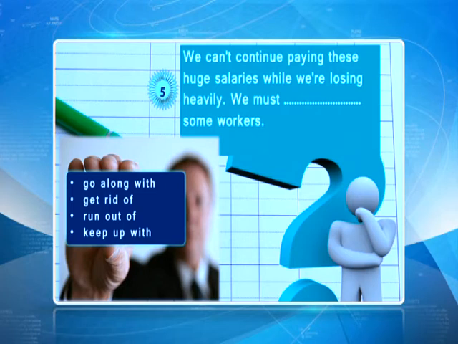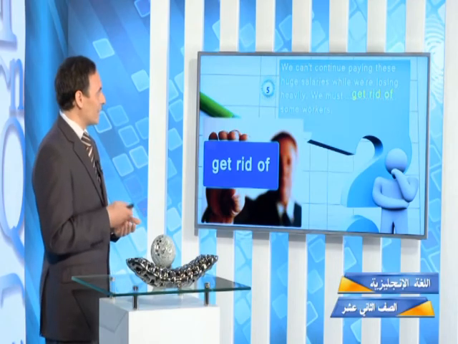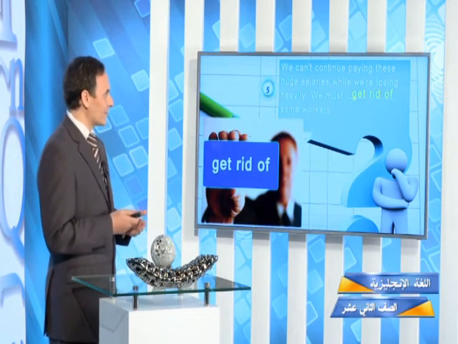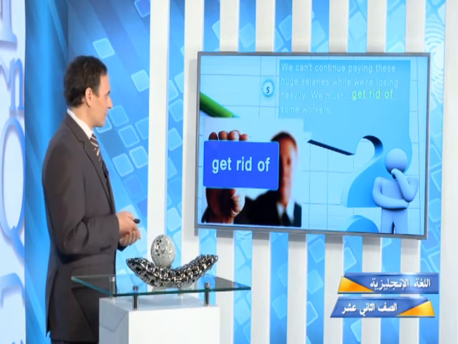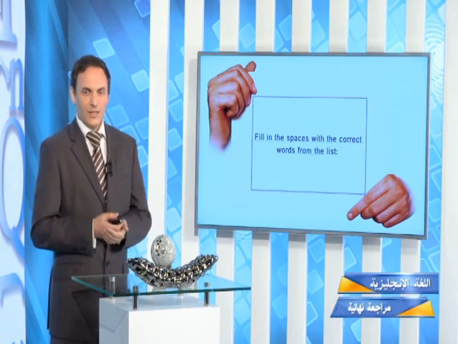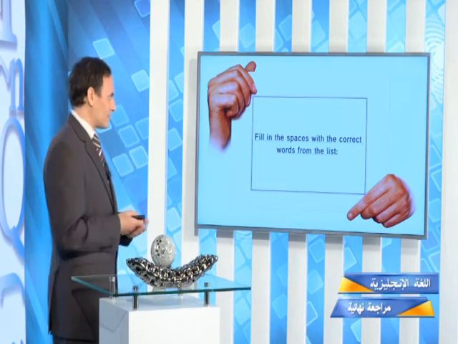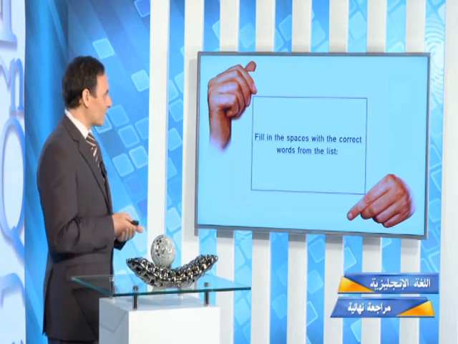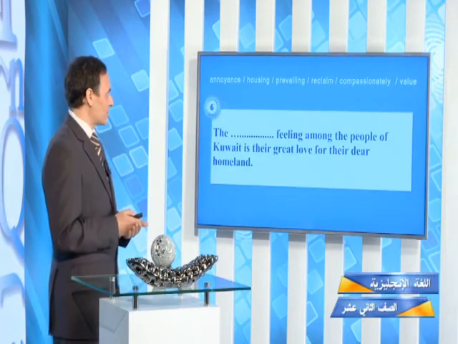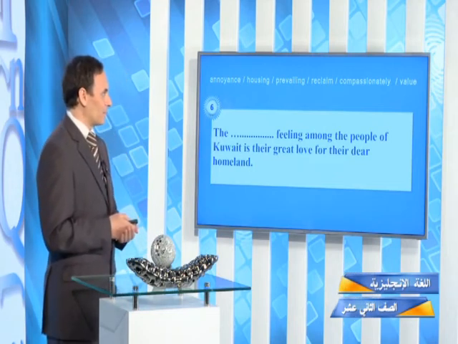And the right answer is definitely get rid of. And the whole sentence reads, we can't continue paying these huge salaries while we're losing heavily. We must get rid of some workers. All right? Now we finished the first exercise, which was a multiple choice exercise, and we're going to move into a gap filling exercise. So fill in the spaces with the correct words from the list. And the list reads annoyance, housing, prevailing, reclaim, compassionately, and value.